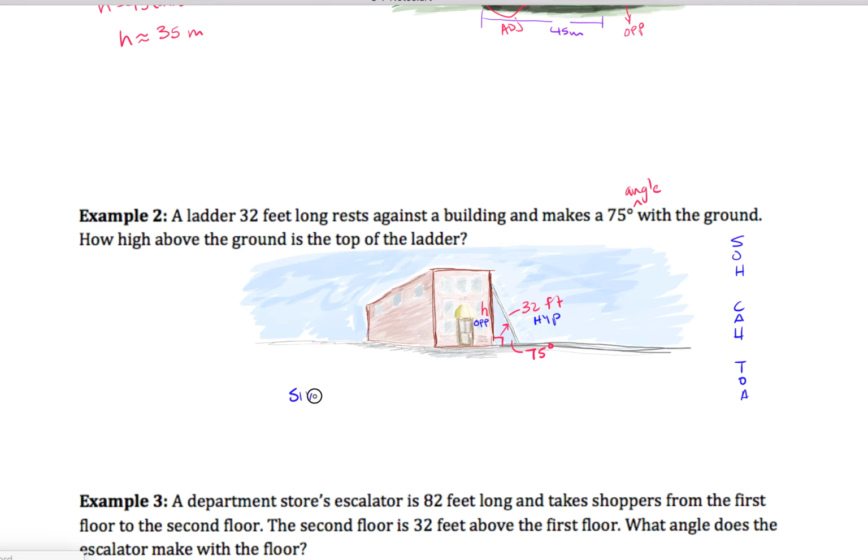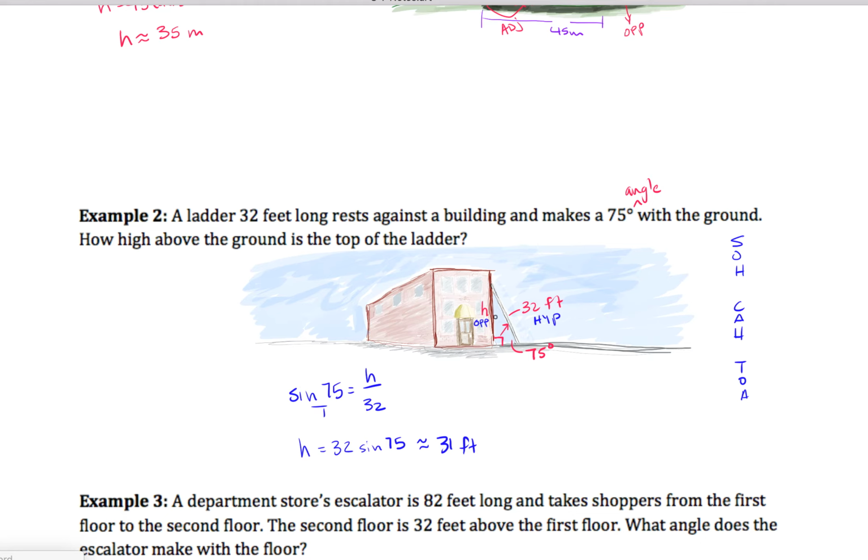So I'm going to write sine of my 75-degree angle is going to be equal to the opposite leg from the 75-degree angle, which is h, over the hypotenuse of the right triangle, which is 32 feet. So I put that over 1, I multiply the h times 1 to give me h, and that's going to be equal to 32 times the sine of 75, so I'll write that 32 sine 75. I'm going to grab my calculator and type in 32 sine 75, and it tells me it's about 31 feet. So that ladder is going to hit the building at about 31 feet above the ground.